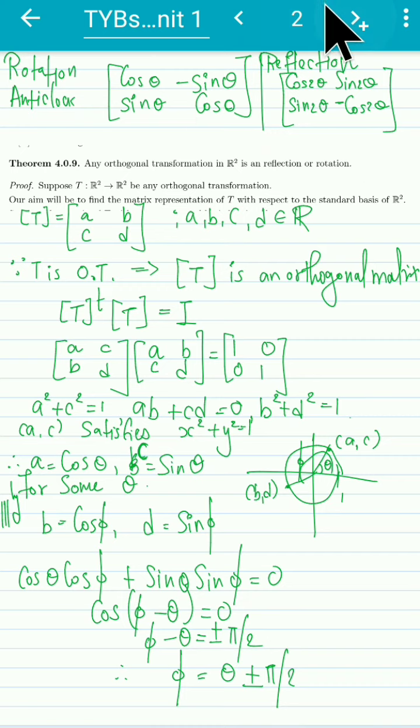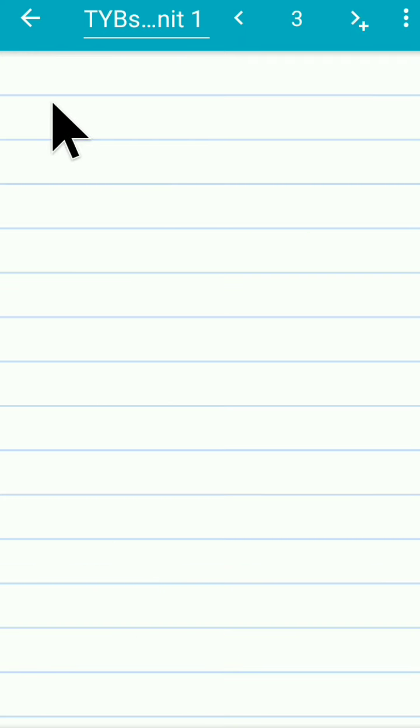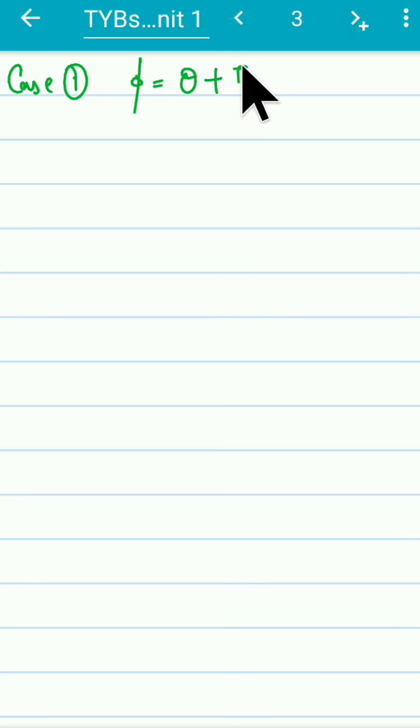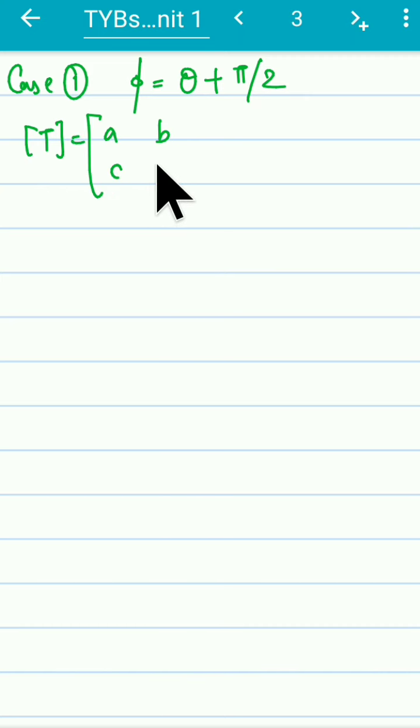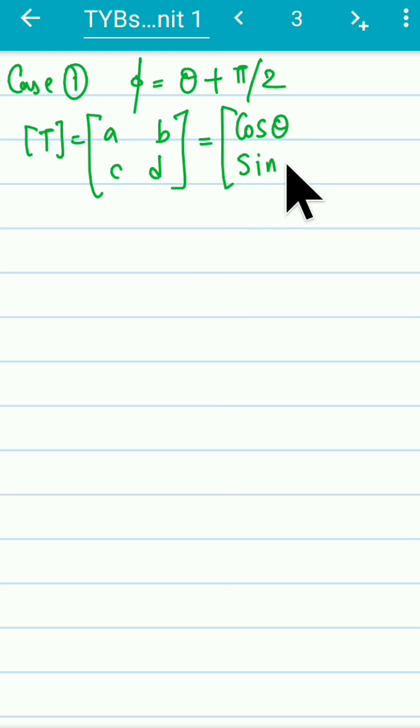Okay, so let us just go to the next page. I will consider two cases. Case 1, if my phi is equal to theta plus pi by 2, let's see what happens. My matrix representation was nothing but A, B, C, D, correct? But the value of A was what? The value of A was cos theta, the value of C was sin theta, the value of B was cos phi, and the value of D was sin phi.